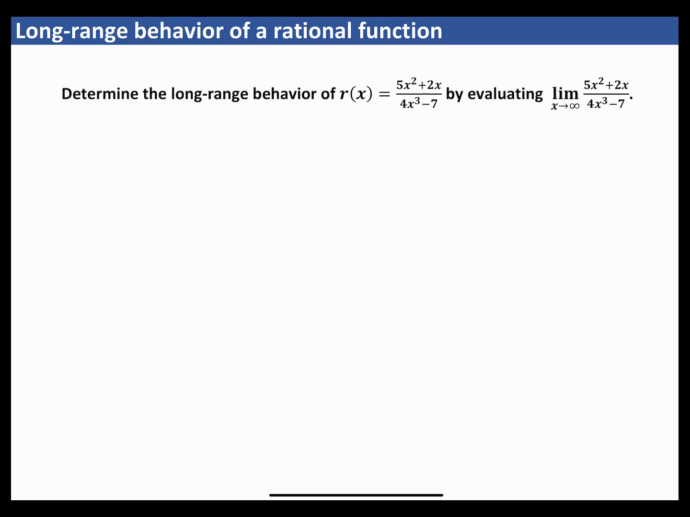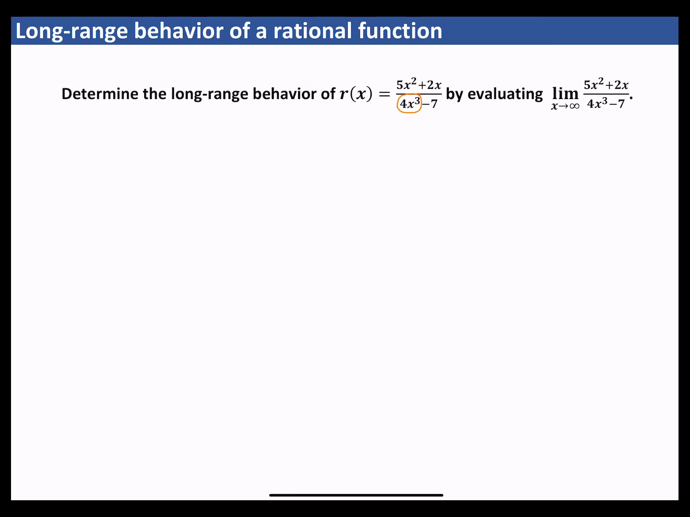Notice that the largest power of x present in r of x is x cubed. In addition, from our previous knowledge of polynomial long-range behavior, because of the dominant terms 5x squared in the numerator and 4x cubed in the denominator, we know that both the numerator and the denominator increase without bound as x increases without bound. So in order to understand the long-range behavior of this rational function r, we're going to choose to write the function in a different algebraic form.